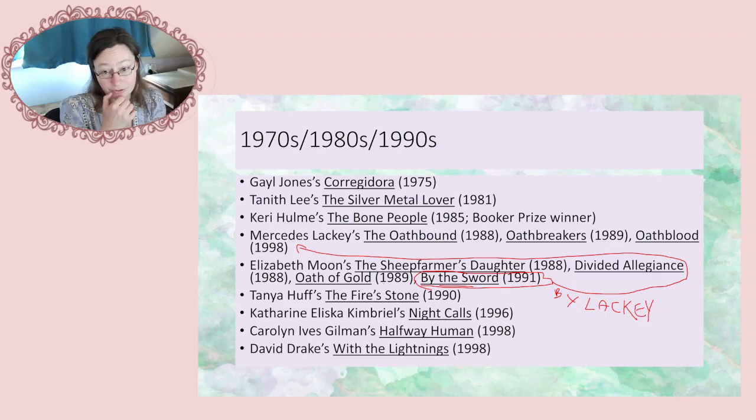We also start to see something that is going to come up a bit later, decades forward, which is polyamory. We have Catherine Lisa Kimbriel's Night Calls from 1996, which is remarkable because it's actually word-of-God demisexual representation. All of the others here are aro ace, except that one. We have Carolyn Ives Gilman's Halfway Human in 1989, and David Drake's With the Lightnings in 1998 as well. So these also specifically use the words aro ace.